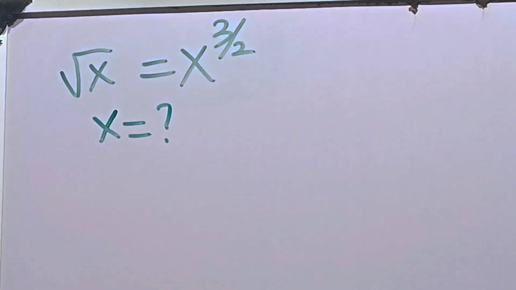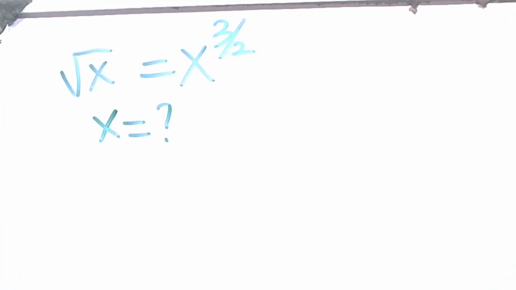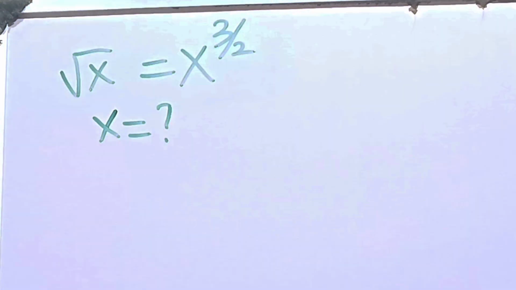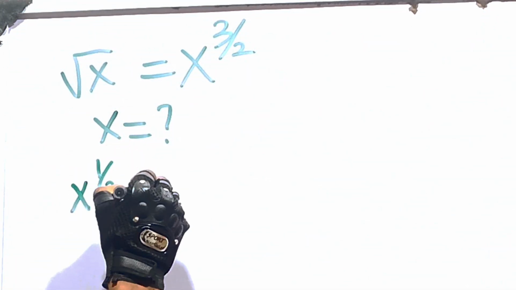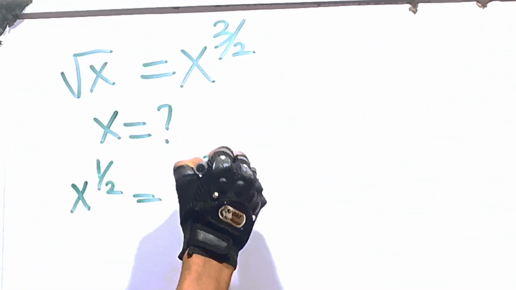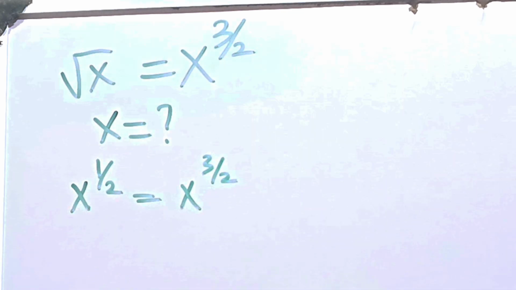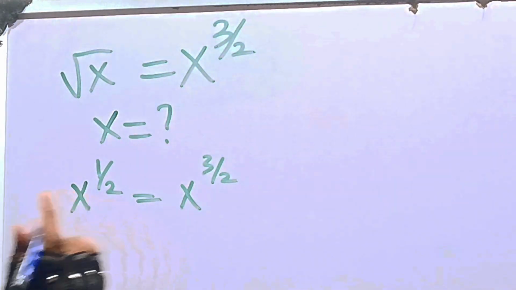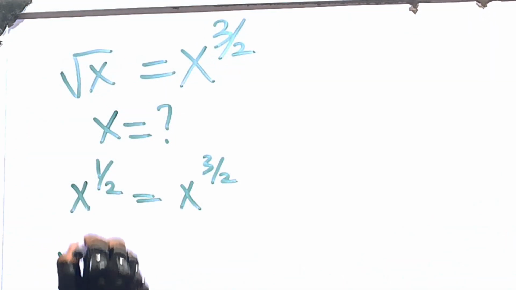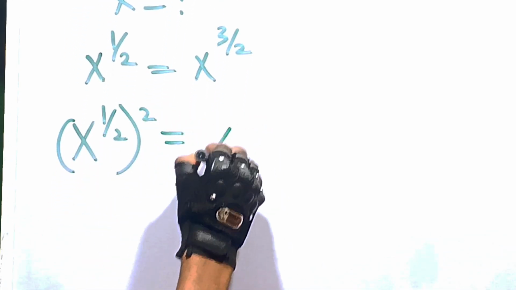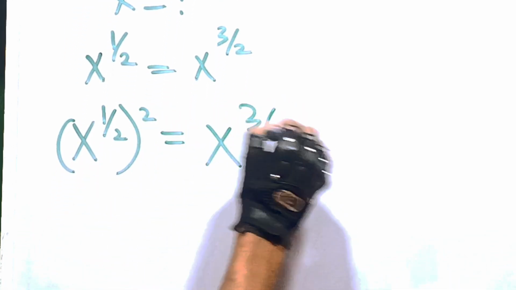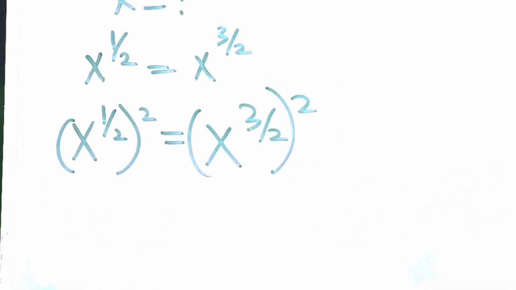Now, to do this, first of all, we can write root of x as x raised to power half. So this becomes x raised to power half equal to x raised to power 3 over 2. Now moving on from here, let's raise both sides to the power of 2. So we have x raised to power half, raised to the power of 2, is equal to x raised to power 3 over 2, raised to the power of 2.